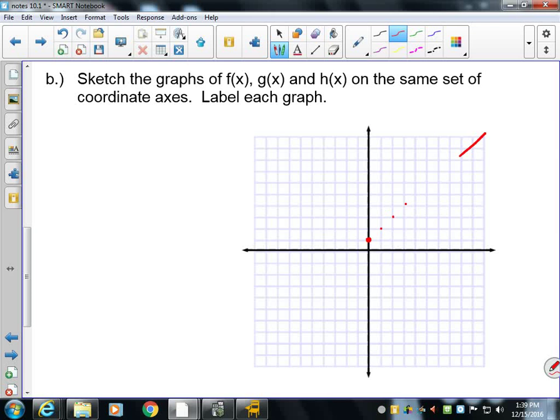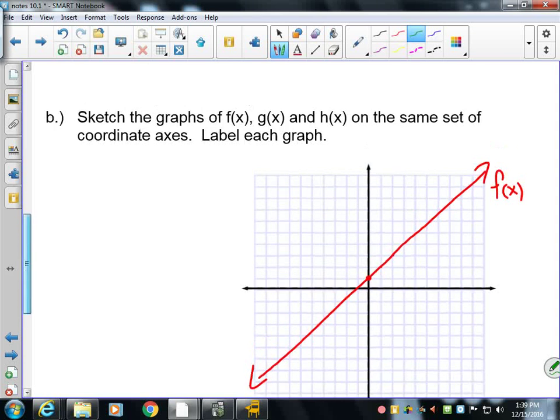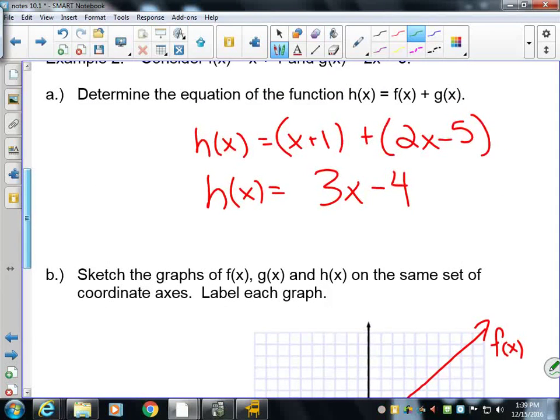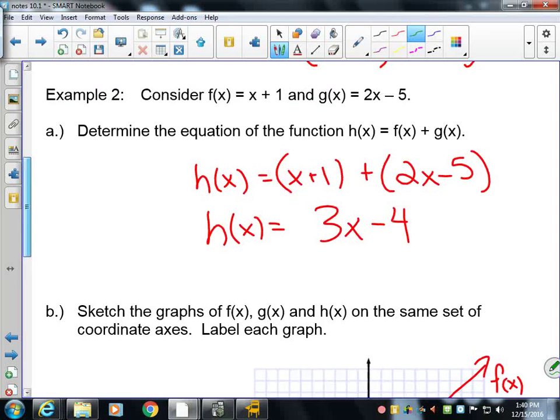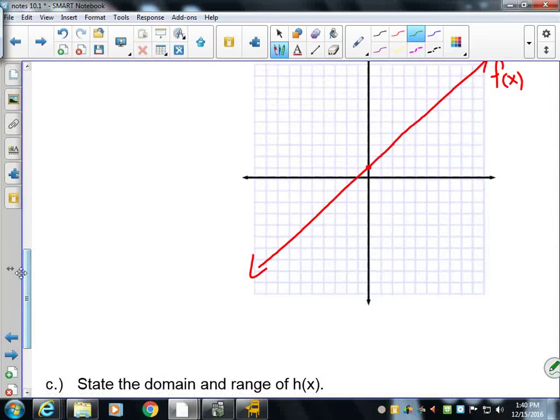And so I would draw with my ruler, because you can all see me with a ruler right now, that, and I would label it f of x. I would take another color to make it easier to tell apart, and I would do my g of x, which is 2x minus 5. So what does that mean? At minus 5, I'm here, and it's a positive 2, right? What does that positive 2 mean? Up 2 over 1, up 2 over 1, up 2 over 1.